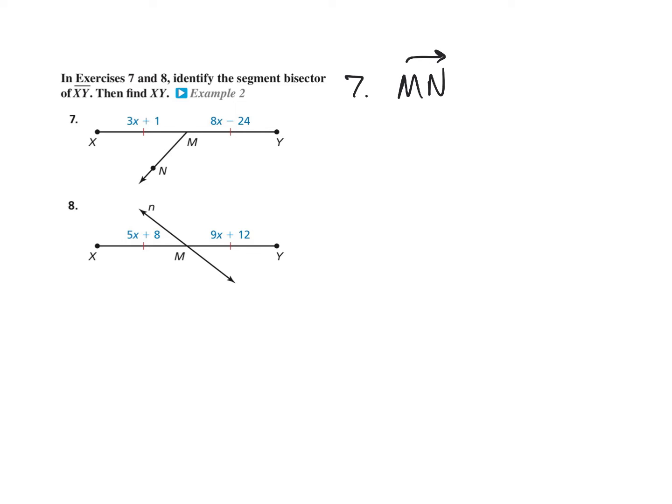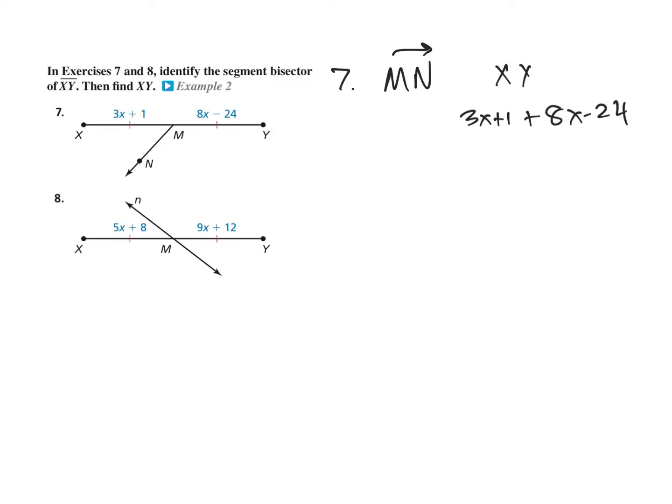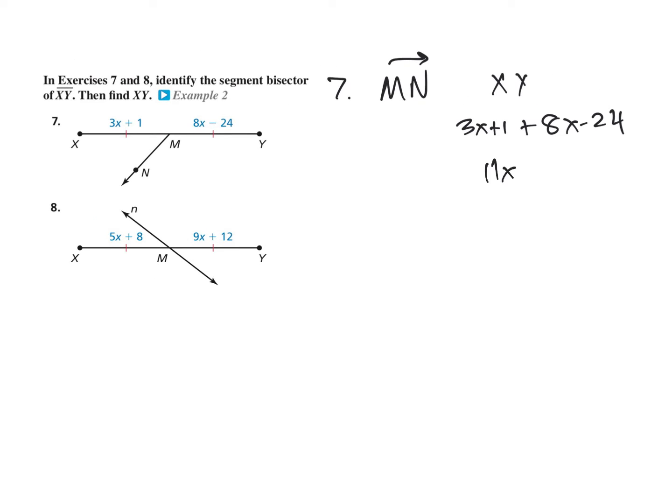And then you're supposed to find XY. So the distance from X to Y. Well, that would be 3x plus 1, and segment addition is 8x minus 24. Add those together, and we get 11x minus 23. And that would be the answer. You don't know what x is, except you can figure it out because they're equal. So this would be the expression of the total.